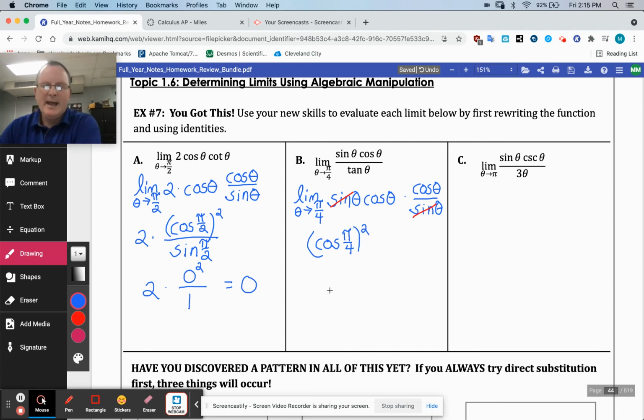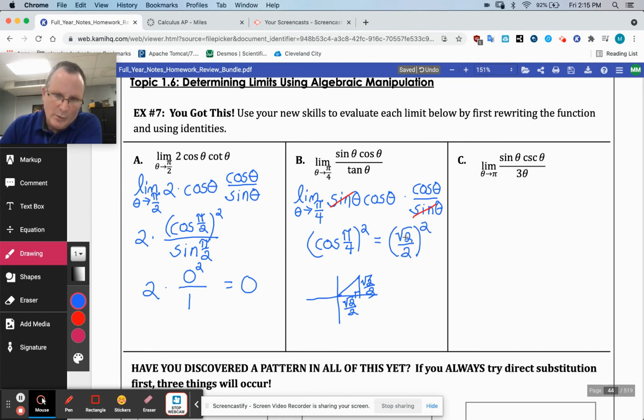Oh, but hold on a second. That on your unit circle is a 45, 45, 90 right there. And on all 45, 45, 90s, you have square root of 2 over 2, or the square root of 1/2 if you prefer. It's fine either way, but I'll go square root of 2 over 2 squared. All right, so the square root of 2 squared is 2, and the 2 squared is 4. And so this is 1/2.